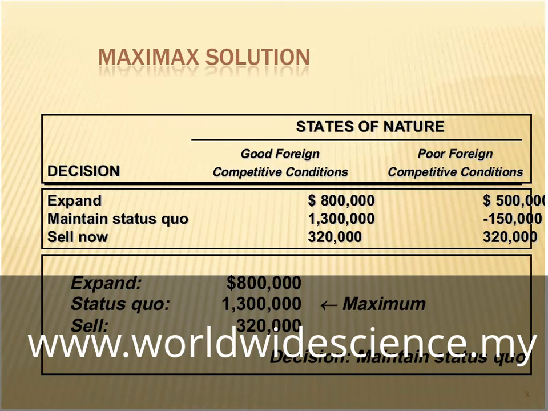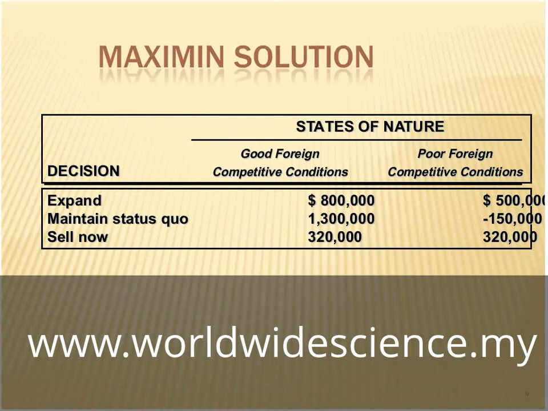Maximax is made up of two words, maximum and maximum. The second maximum is in each decision, and the first maximum is across decisions. Yes, it is 1,300,000, not 13 million. The Maximax solution tells you the best decision is to maintain the machinery.